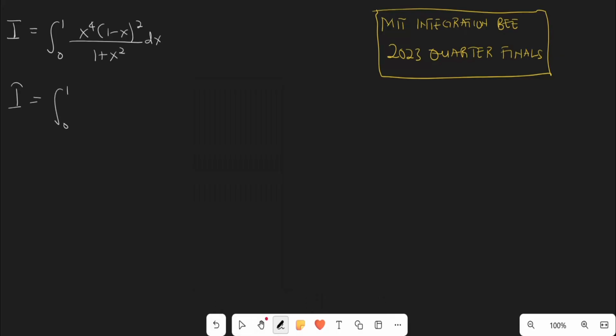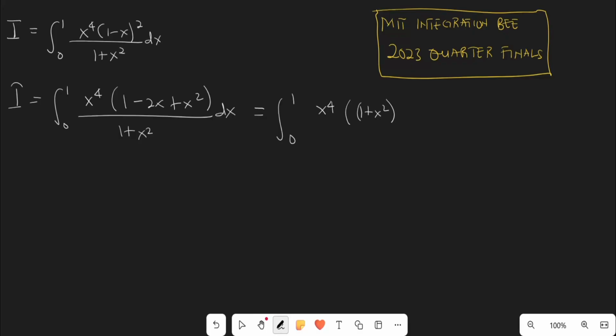we can expand this one by foiling it. That's 1 minus 2x plus x squared all over 1 plus x squared dx, right? So this is the integral from 0 to 1 of x raised to the power 4. I can write this one as 1 plus x squared on one side, and then minus 2x divided by 1 plus x squared dx. Cool. So I is going to be the integral from 0 to 1.